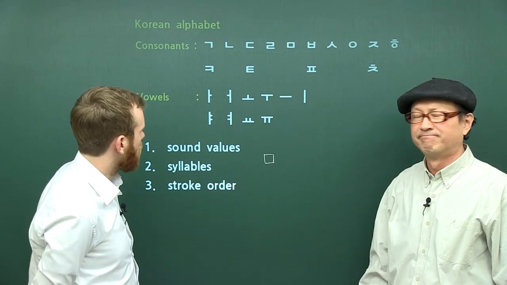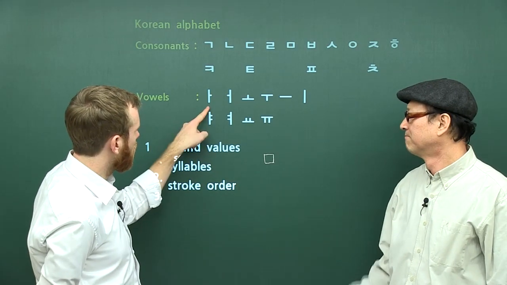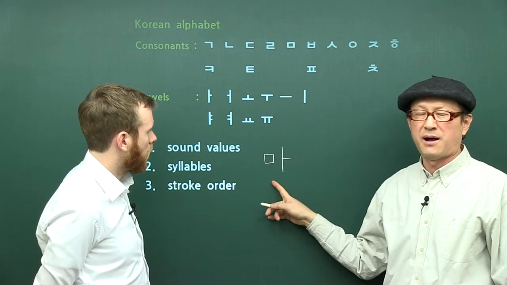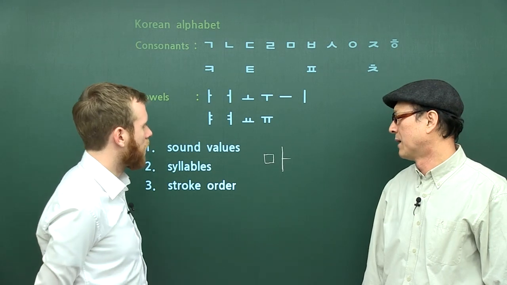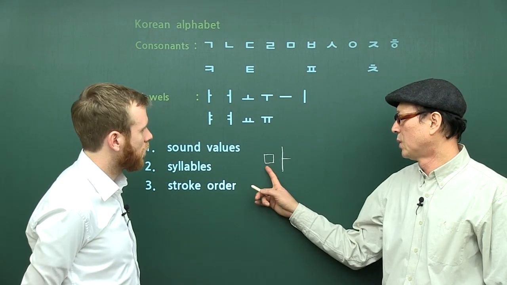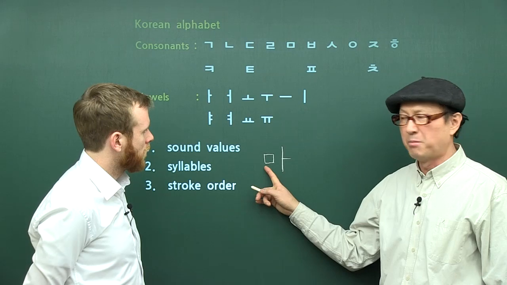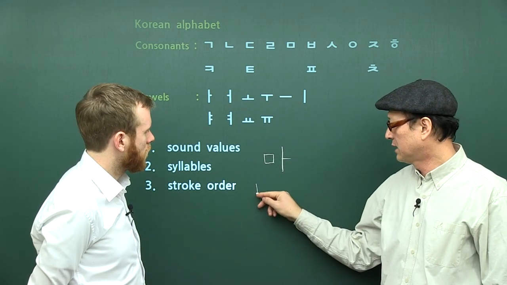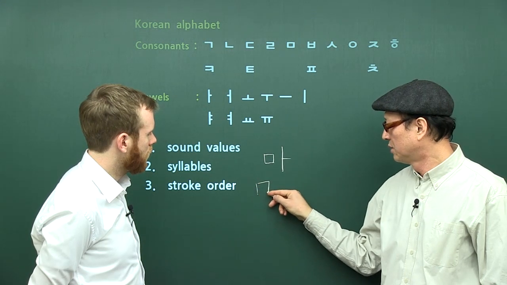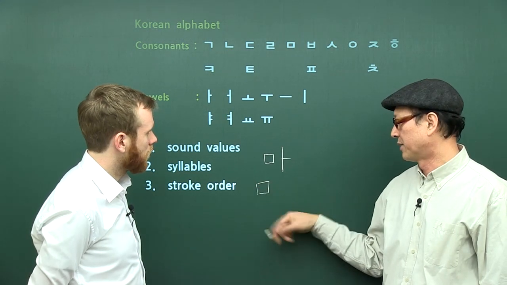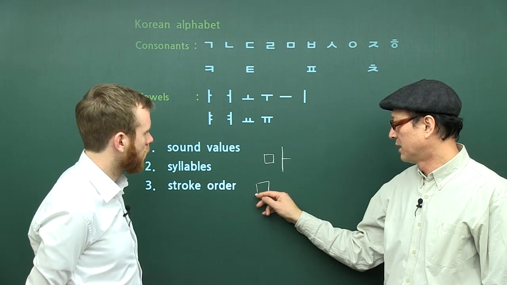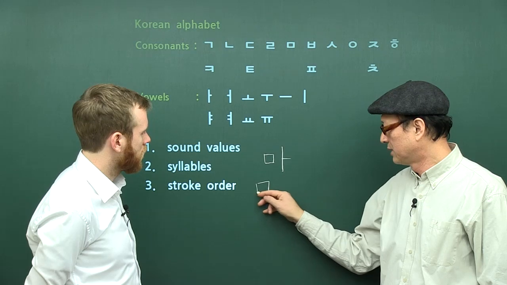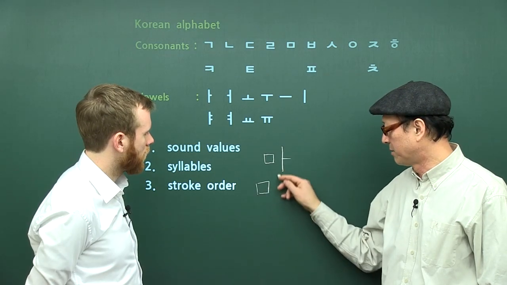Okay, so if we put our M sound with ah, 그러면 마. Ma, ma. 그리고 this is M. 근데 이거 그래서 마. 그리고 이거를 하나, 둘, 셋 이렇게 써요. Left to right, top to bottom. 하나, 둘 이렇게. 그리고 top to bottom again.